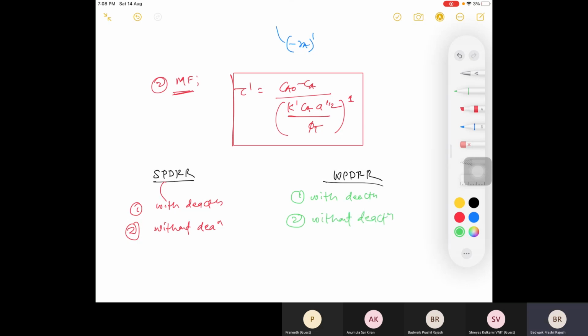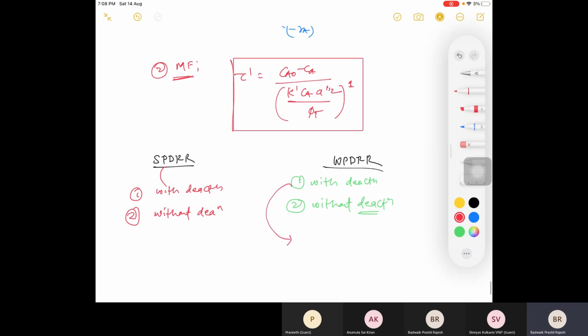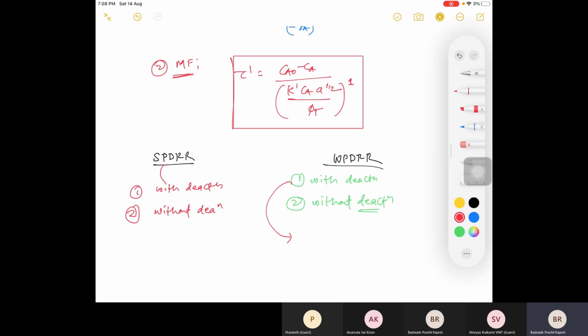So it will be easier for you if you write down the equation directly. Suppose I am writing weak pore diffusion with deactivation. So with deactivation, what is my equation? Ln of CA naught divided by CA equals K dash tau dash e power minus KD into T. In case of without deactivation, this value equals 1.